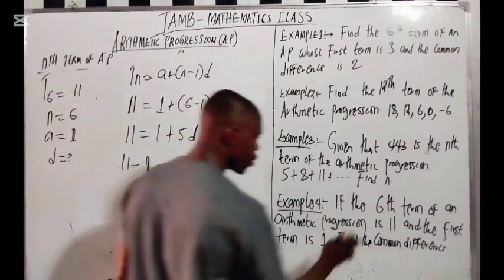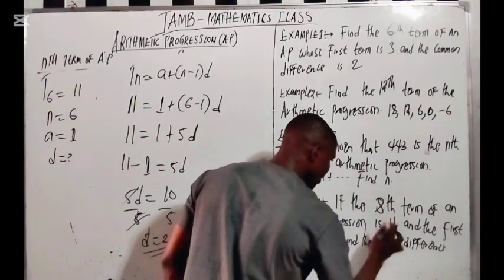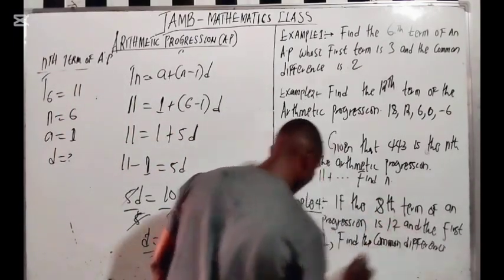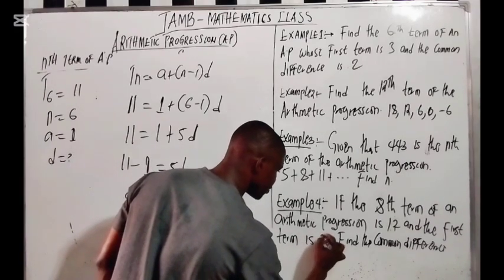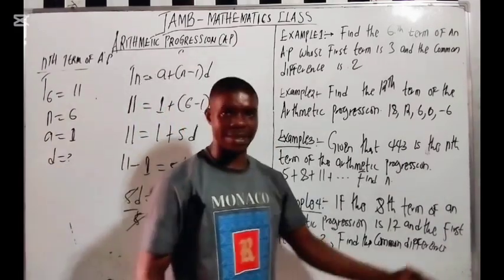So we are done with everything here. So let's say we change that to 8. Here we have 12. Now the first term, let's say here we have 3. What is the common difference? Do you understand?